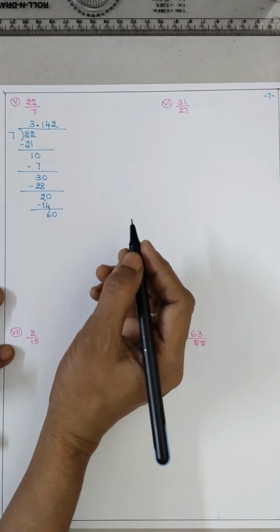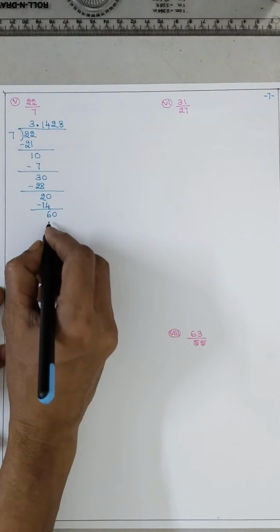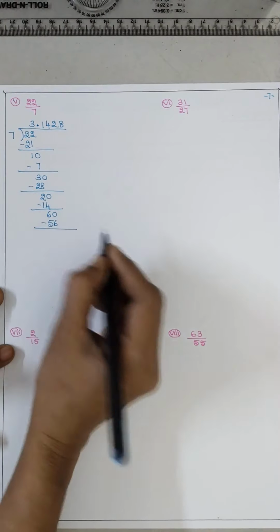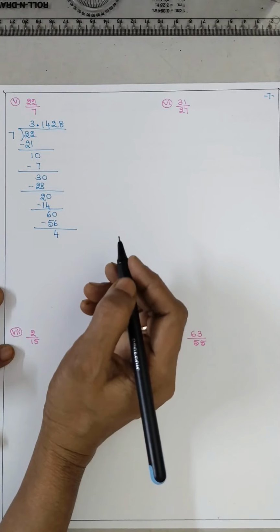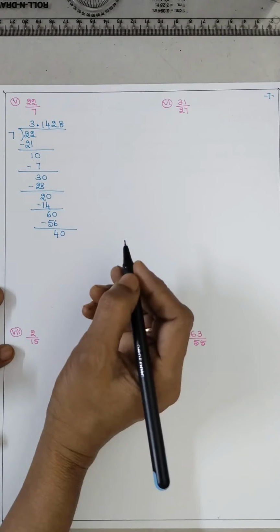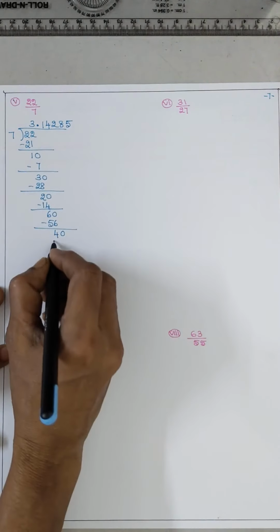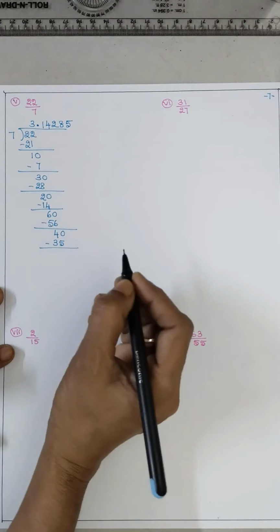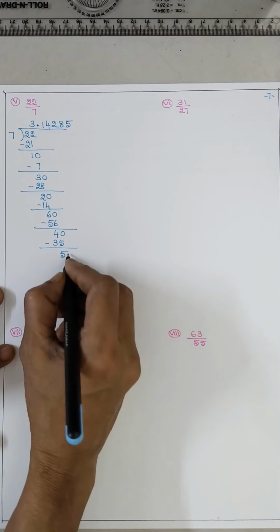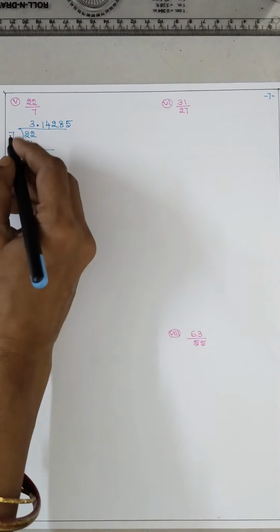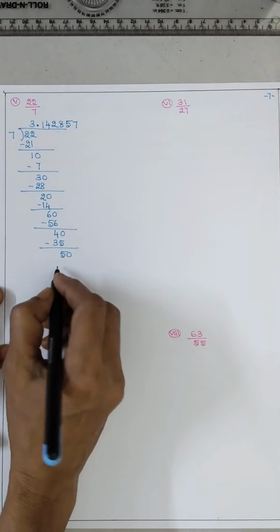Take extra 0. 7 how much are 60? 7 8s are 56. 10 minus 6, 4. 5 minus 5, 0. Take extra 0. 7 how much are 40? 7 5s are 35. 10 minus 5, 5. 3 minus 3, 0. Take extra 0. 7 how much are 50? 7 7s are 49.